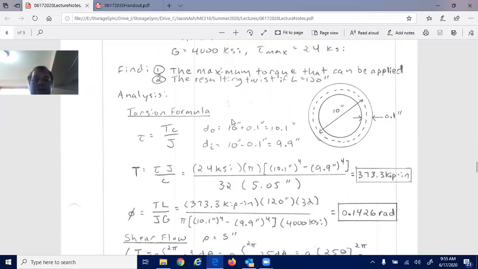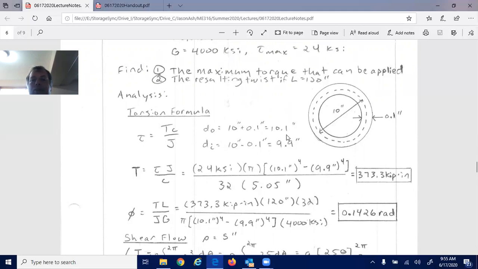Another thing you have to be careful about is, when you're given these diameters and wall thicknesses, it helps to draw a picture to see what's going on, to make sure you calculate your corresponding outer and inner diameters correctly. Our outer diameter is going to be 10 inches, the mean diameter, plus 0.05 on this side and 0.05 on that side, so we add a full 0.1 inch to find that our outer diameter is 10.1 inches. The inner diameter is the same: 10 minus 0.1 gives us 9.9 inches.